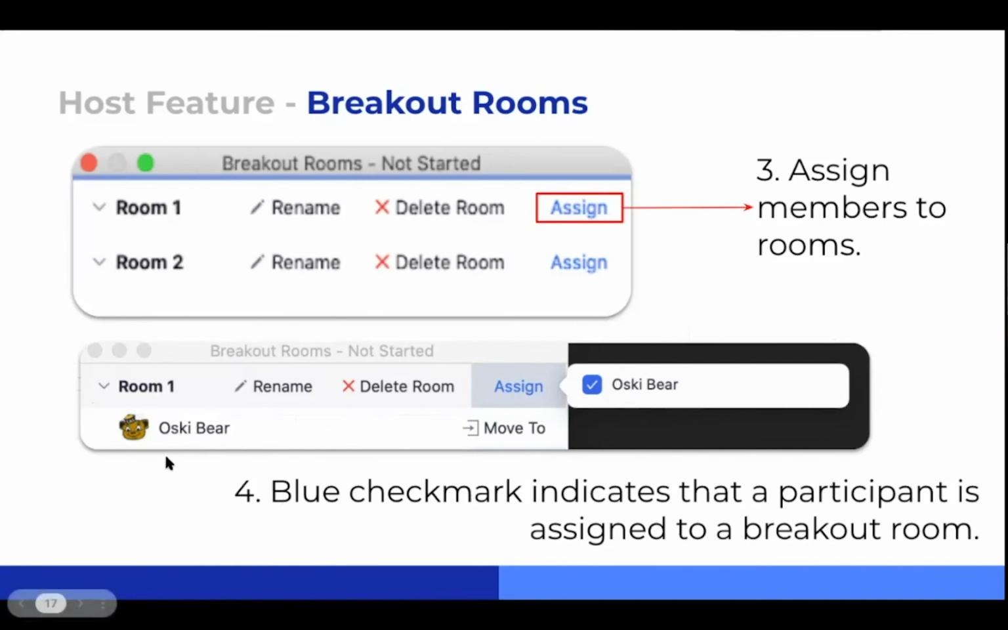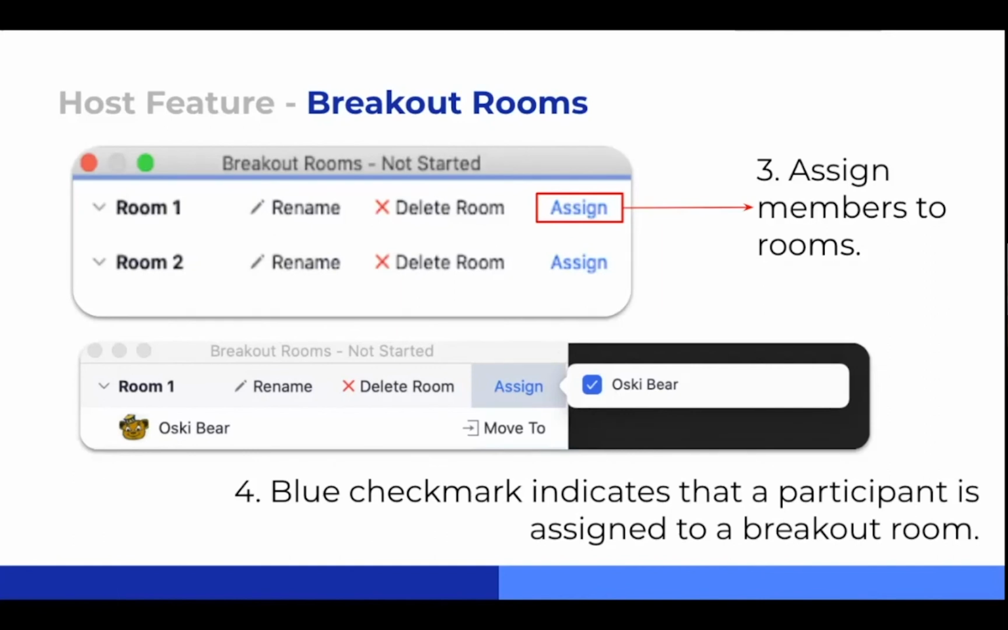A blue check mark indicates that a participant is assigned to a breakout room. That is one way to confirm that the person is indeed going to be joining a room when you open them. On my side, I have the more option because I'm one of the hosts. Once you're the host, you will have that option.